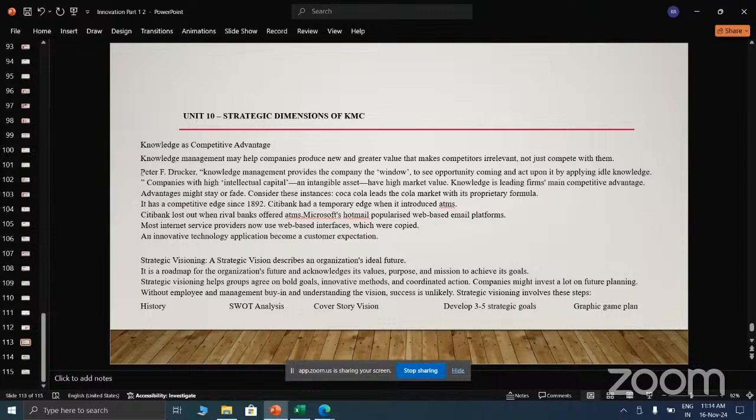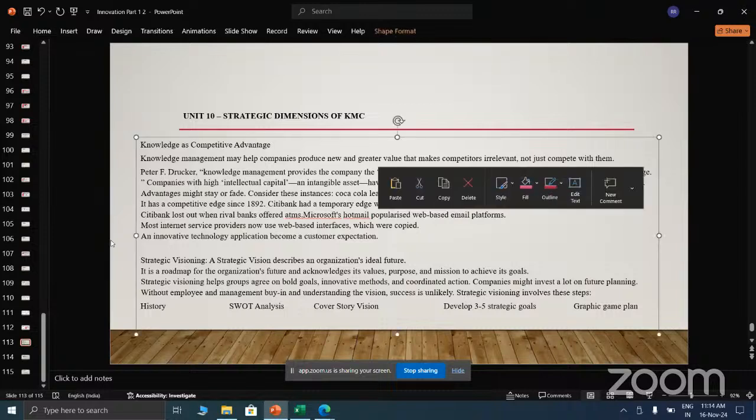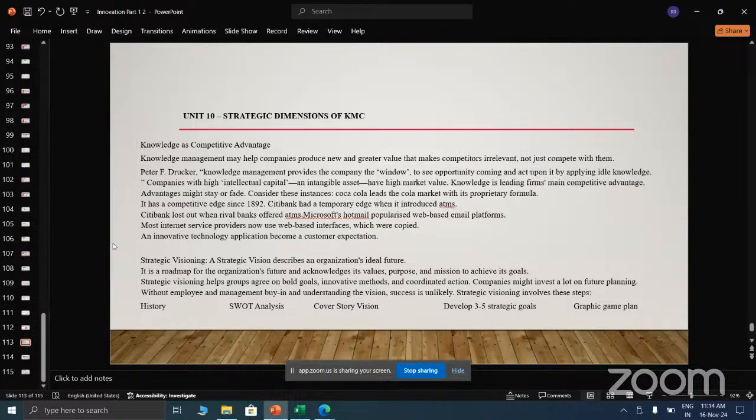Like the famous eminent scholar quoted, that is Peter F. Drucker. Knowledge management provides a company the window to see opportunity coming and act upon it by applying the ideal knowledge. Companies with high intellectual capital and intangible assets have high marketable value. Knowledge is the leading firm's main competitive advantage. Only with knowledge management and a few creative people does a company grow, and the advantages might stay or fade.